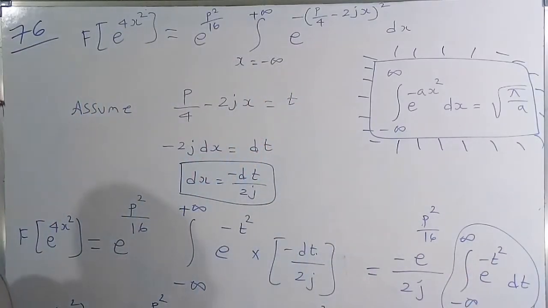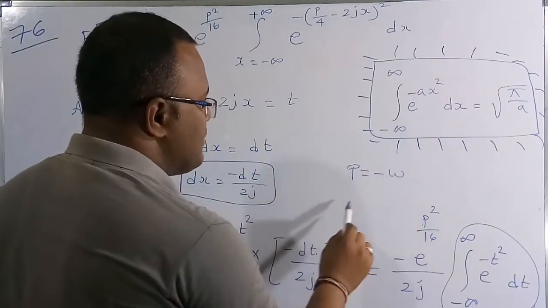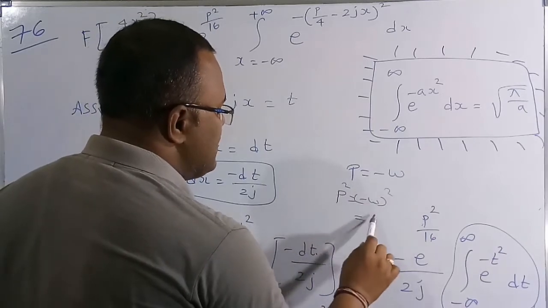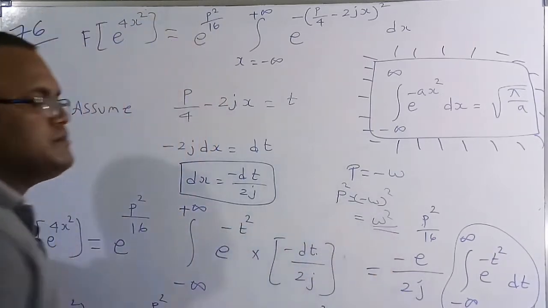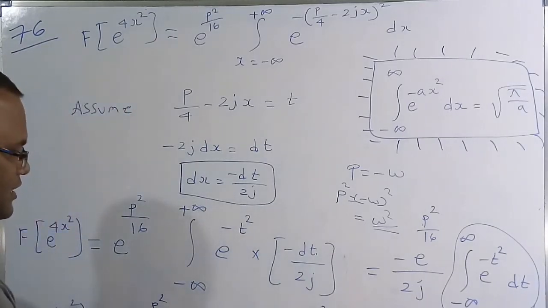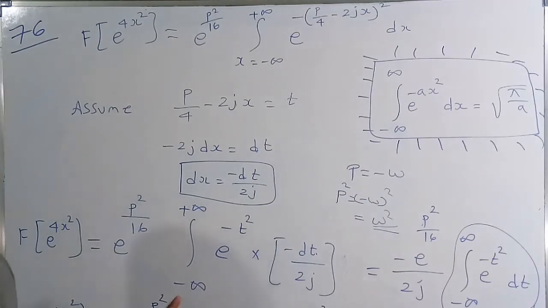But I have already told you p is nothing but minus omega. So p square is equal to minus omega whole square, which gives omega square. Therefore replace p square by omega square, and we get this expression. Same expression, I have just replaced p square by omega square. So this is the Fourier transform of e to the power of 4x square.